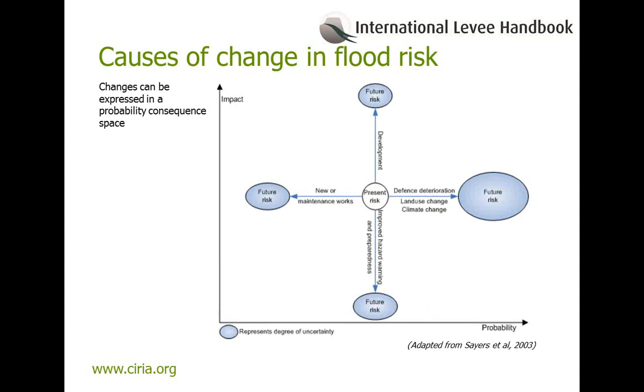Change in flood risk can also be viewed as a probability, consequence or impact space. This figure shows how risk drivers can increase not only the probability component of flood risk, such as climate change and defence deterioration, but also the consequence component of risk, for example through urban development. The extent to which the impact of these various changes is taken into account in the planning, design and management of flood management systems is generally a matter of national policy.